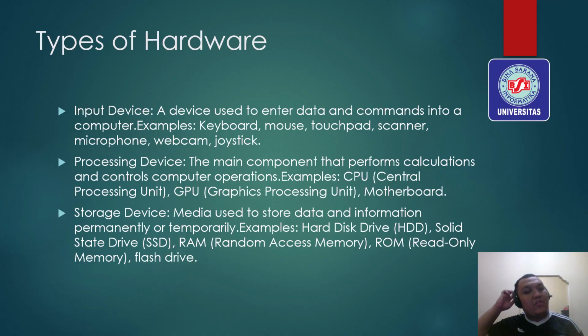Third is the storage device. A storage device is the media used to store data and information permanently or temporarily. Examples are HDD or hard disk drive, SSD or solid state drive, RAM or random access memory, or ROM or read only memory. And then a flash drive, like this mini flash drive.